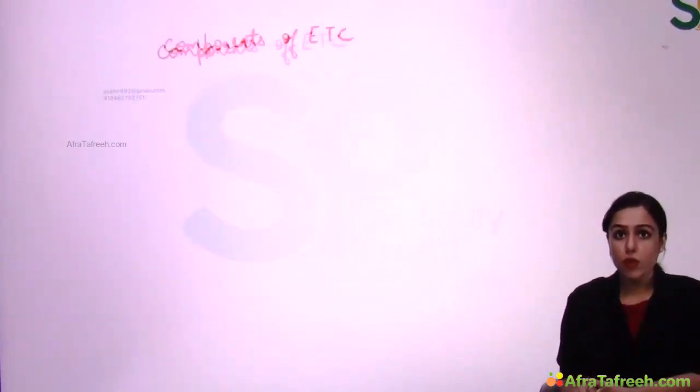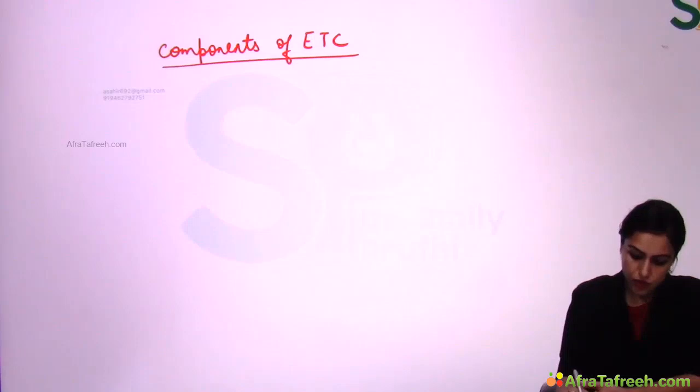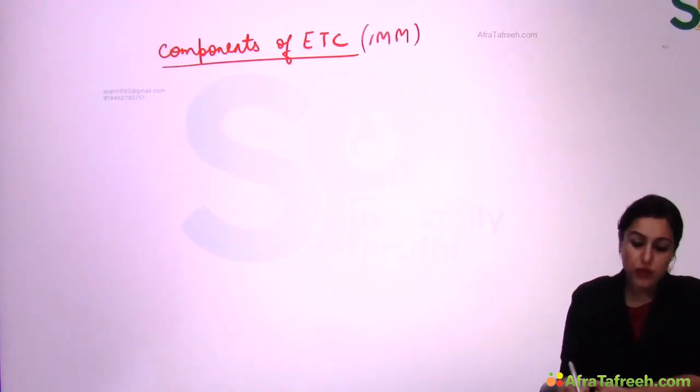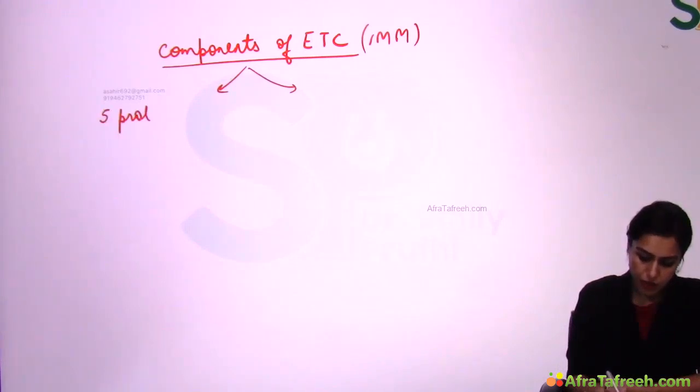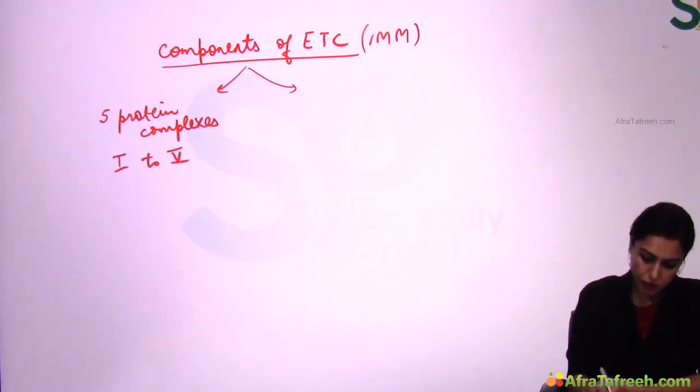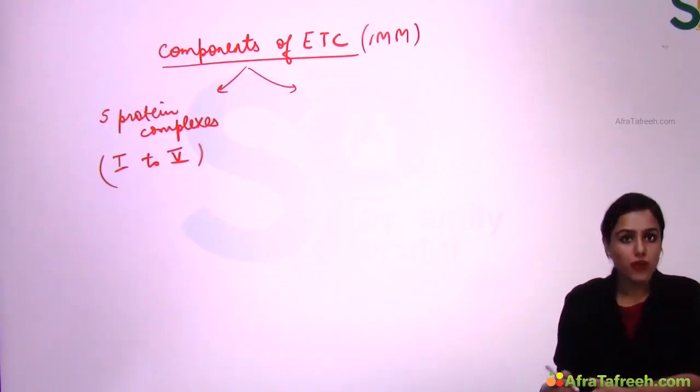Now I'm going to write the components of ETC. Components of ETC, all the components are lying in the inner mitochondrial membrane, and these components are divided into, I will say, 5 protein complexes. That is Roman numerals 1 to 5, we write complex 1, 2, 3, 4, 5, right?